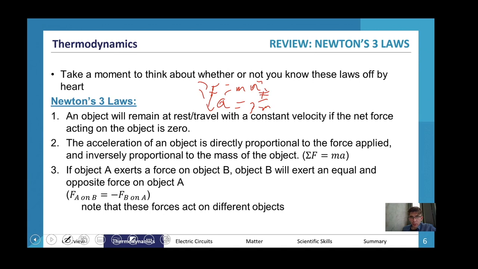If object A exerts a force on object B, object B will exert an equal and opposite force on object A. Note that these forces act on different objects. What does this mean?